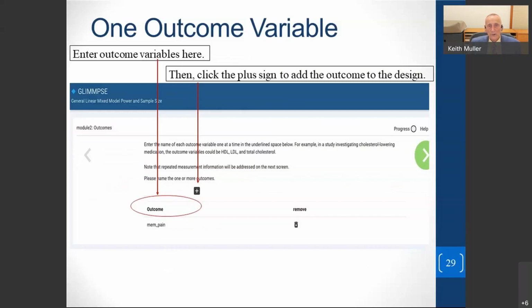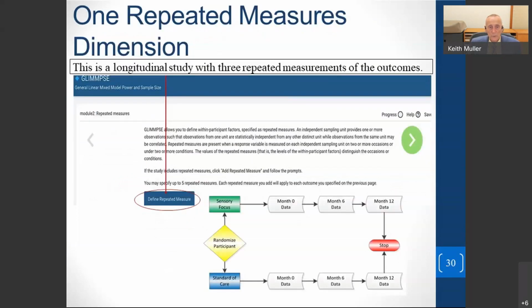We need to enter the outcome variables. Not only does GLIMMPSE allow repeated measures and allow clustering, we can also have multiple outcome variables. In this case, we're only going to have one, the memory of pain.